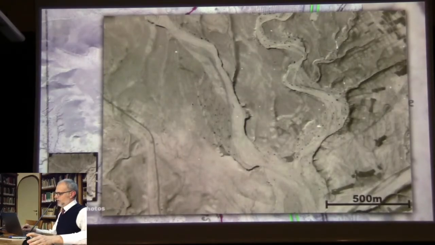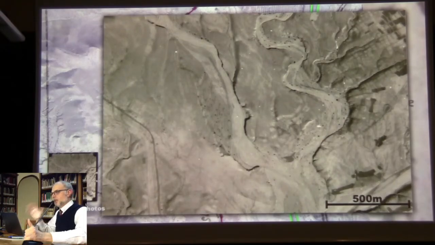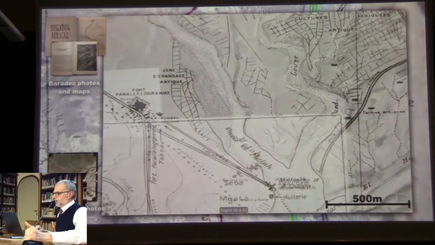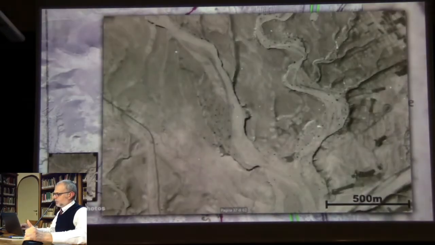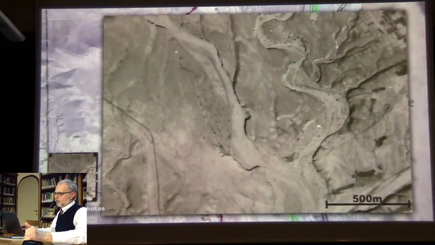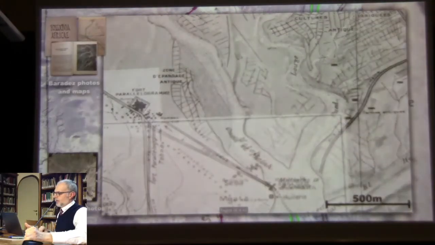This, I think, is a photo from the 1970s, not Baradez, the one that was given to me by Dali. I use this one because it's very detailed, and it specifically frames the area around Fort Parallélogramme some years after Baradez's time, so I can see the transformation. I am overlaying the El Cantara 90s and 70s photos to the Baradez overlays.